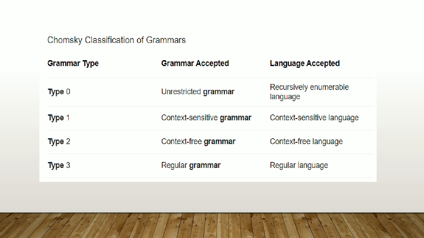Now the classification of grammars. There are different types of grammars we have seen: type 0, type 1, type 2 and type 3. Type 0 is unrestricted grammar and it generates recursively enumerable language. Type 1 is context sensitive grammar, and the language is context sensitive language. Type 2 grammar is context free grammar and the language accepted is context free language. Type 3 is the regular grammar and the language accepted is regular language. So this is about the Chomsky hierarchy.